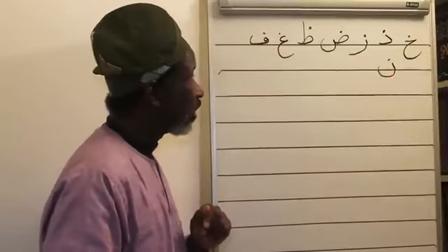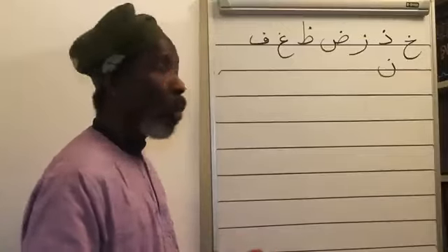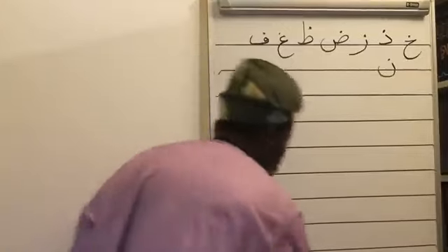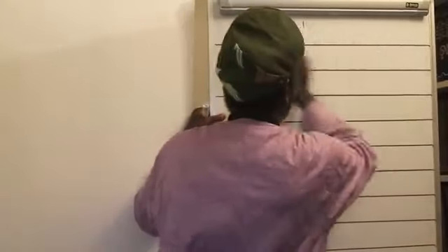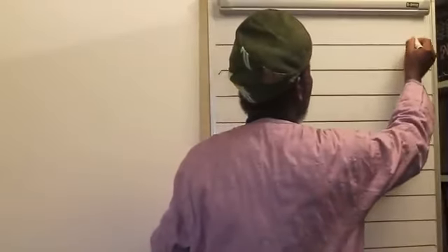The next question now is how many letters in the alphabet have one dot but below. Let's hunt for them. We're looking now for a letter with one dot, but that dot is underneath, below. Number one, the obvious one is ba.